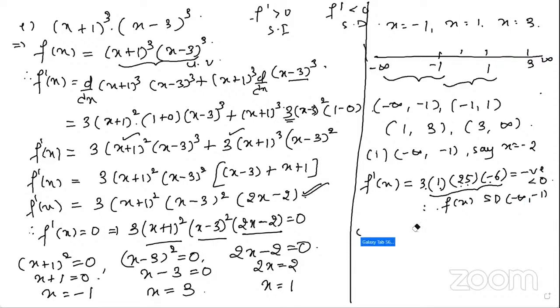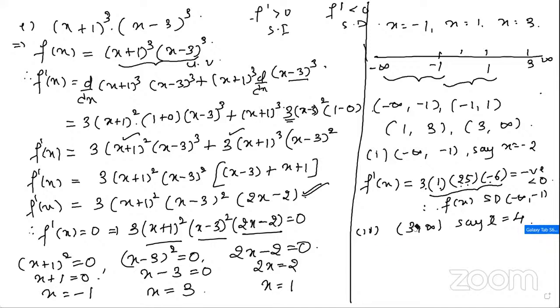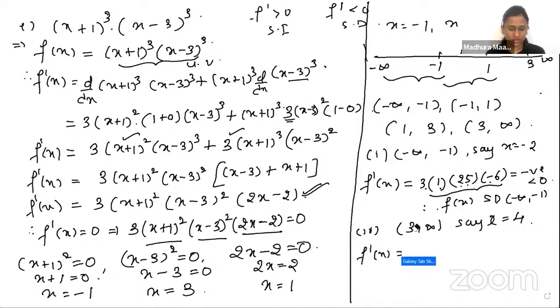Okay. So I will do the last one. You do the remaining two. The last one is 3 to infinity. In 3 to infinity, take any one value of x. Shall I take 4? Yes ma'am. So if I take 4, f dash of x. Now come to f. x is 4. 4 plus 1 is 5. 5 square is 25.